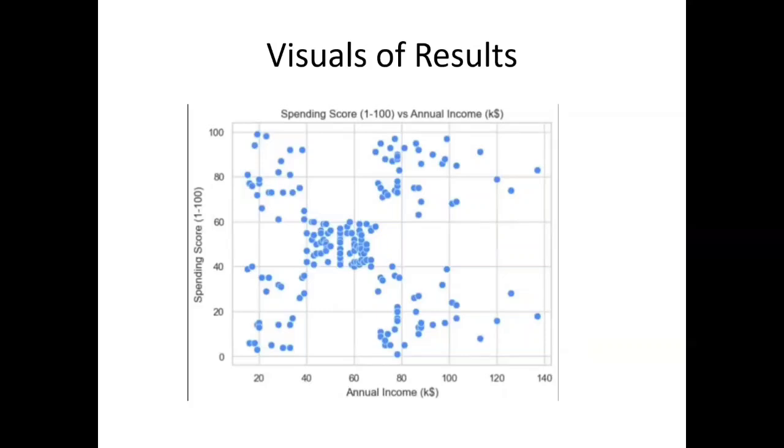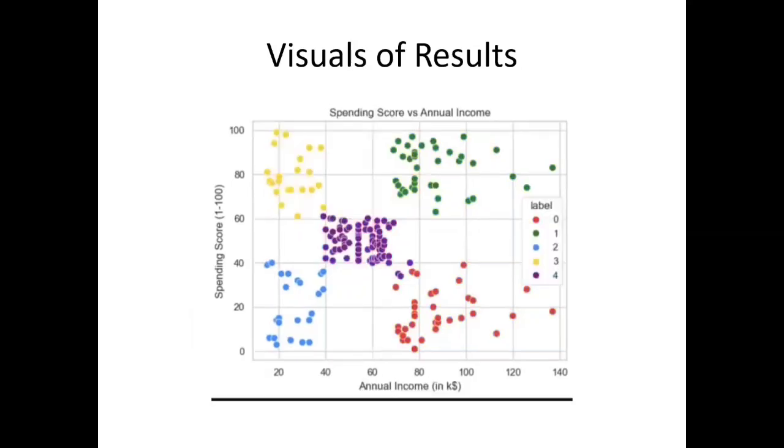This is a scatter plot which shows the annual income and spending score. The left margin shows low annual income and low spending score, and this region shows high spending score and low annual income, and this region shows high annual income and high spending score, and this region shows moderate annual income and moderate spending score, and this region shows high annual income and low spending score. So we are able to visualize the spending score and annual income using this scatter plot.